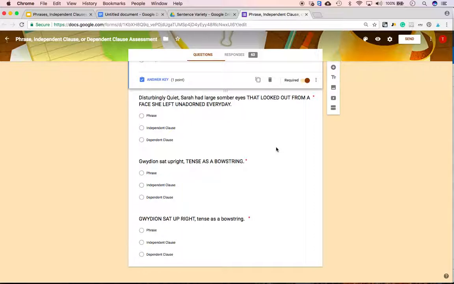That looked out from a face she left unadorned every day. So on this one, we have a verb, looked out. Okay, there's looking. Who or what is doing the looking? Well, if we're only looking at the bold words, we have no idea. So it makes it a phrase.